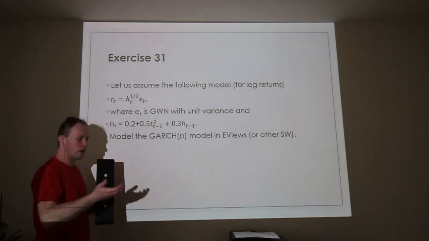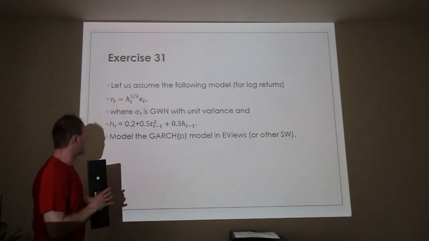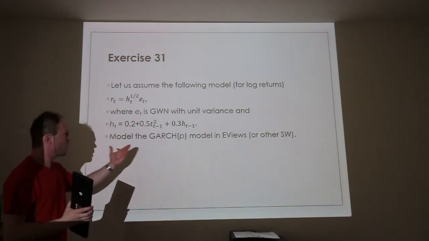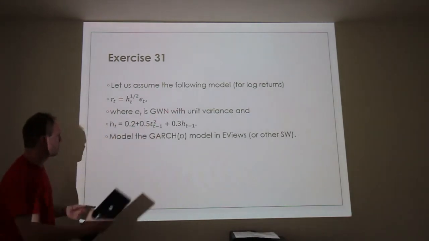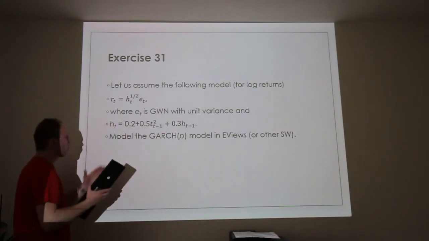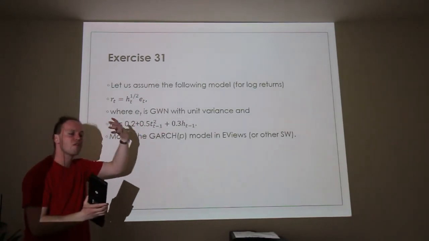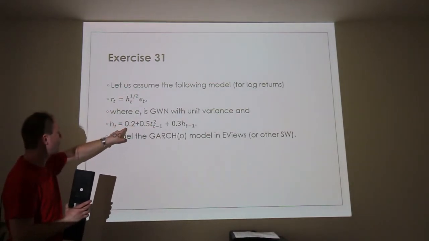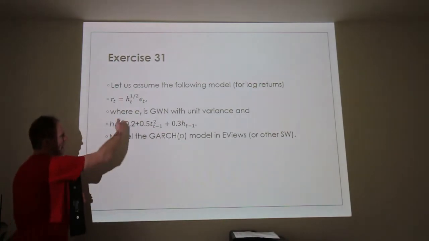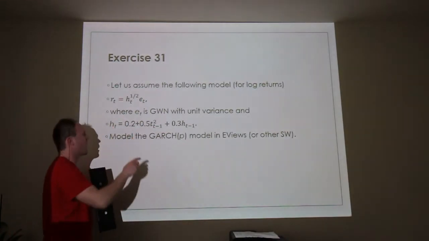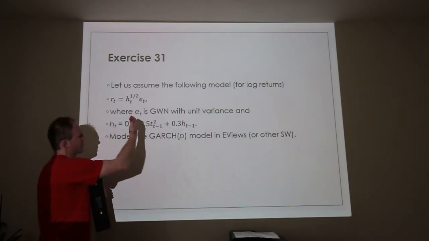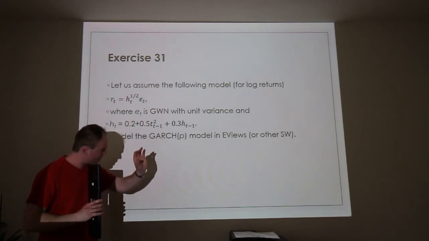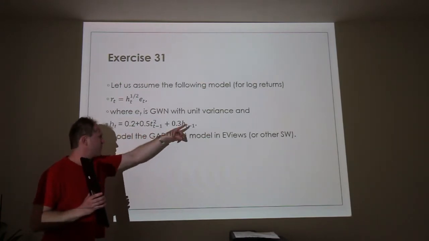So again, our well-known square root from HT times ET, where ET is Gaussian white noise with unit variance, and we have here the following formula for the conditional variance HT. HT is equal to, for example, 0.2 omega, plus 0.5 times epsilon squared in time t minus 1 plus 0.3 h in time t minus 1.